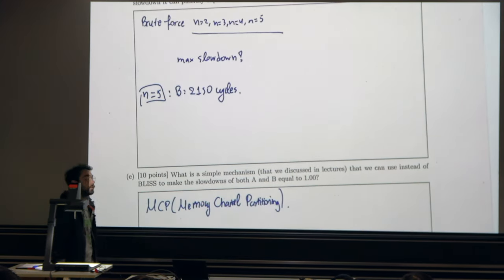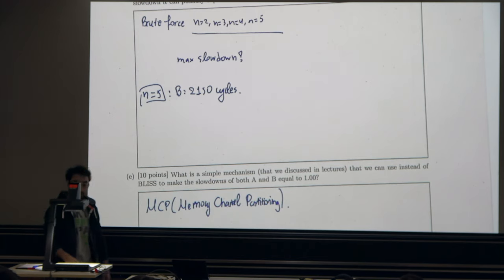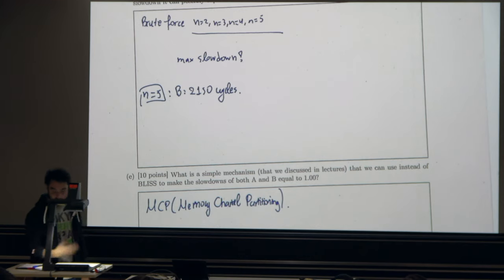Yes, in this case we will have the two applications running in different channels and we won't have any kind of conflicts between the banks. And the slowdown will be the same, which is 1. I think this was one of the, let's say, easy questions. But you need to be careful, like even if you don't know the BLISS scheduler, you can actually essentially solve it. It's in the example. But be careful, like this kind of stuff, with n equals 1, for example. What's the next one?